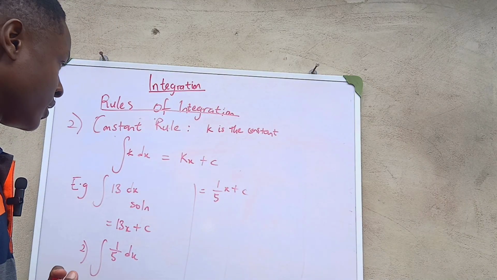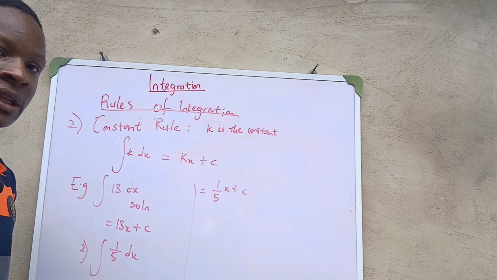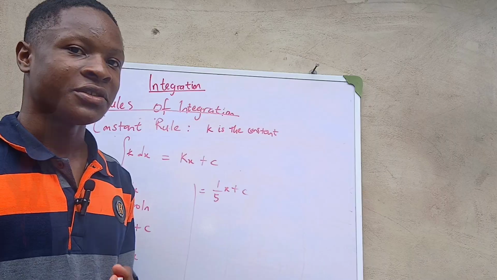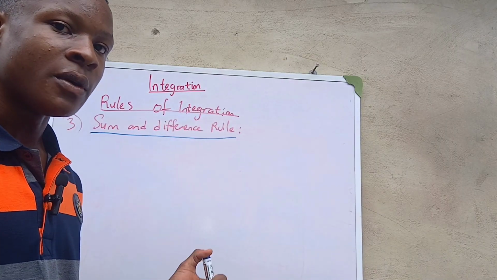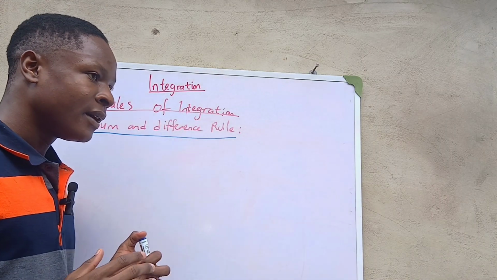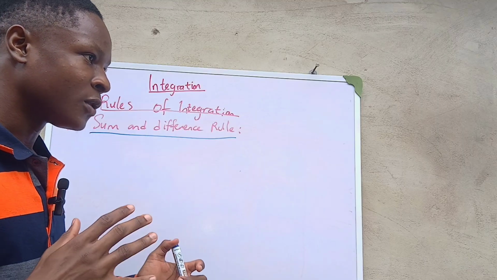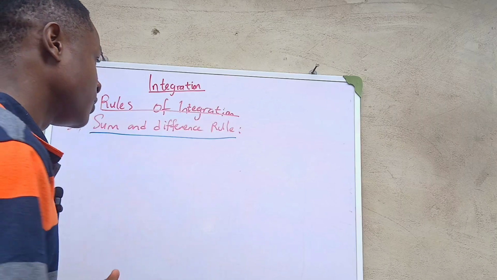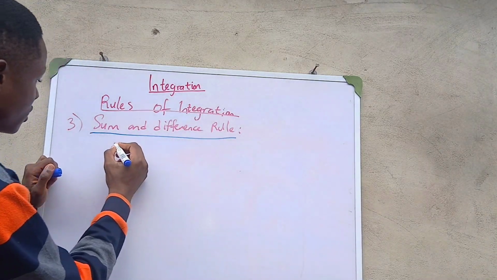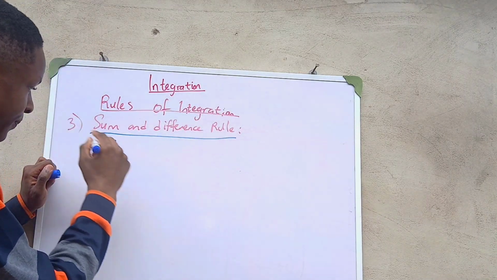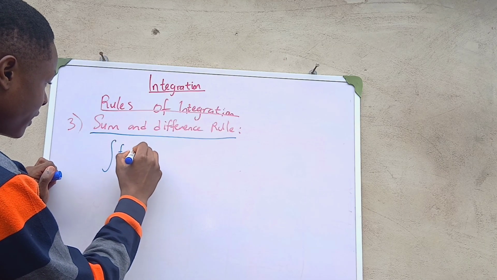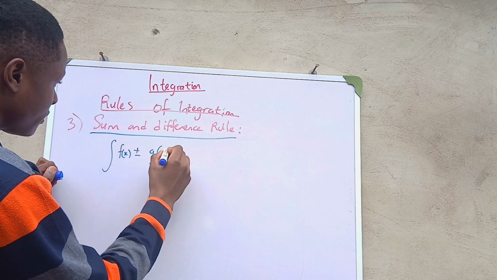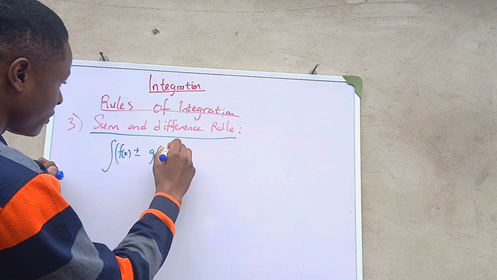So now we'll go to the next tool. The next tool is the sum and difference rule, like we had in differentiation. The sum and difference rule is used for polynomials, when we have two functions separated by plus or minus. We are going to use the sum and difference rule. So let me explain what I mean by that. If we have integral of, say, f of x plus or minus g of x dx.